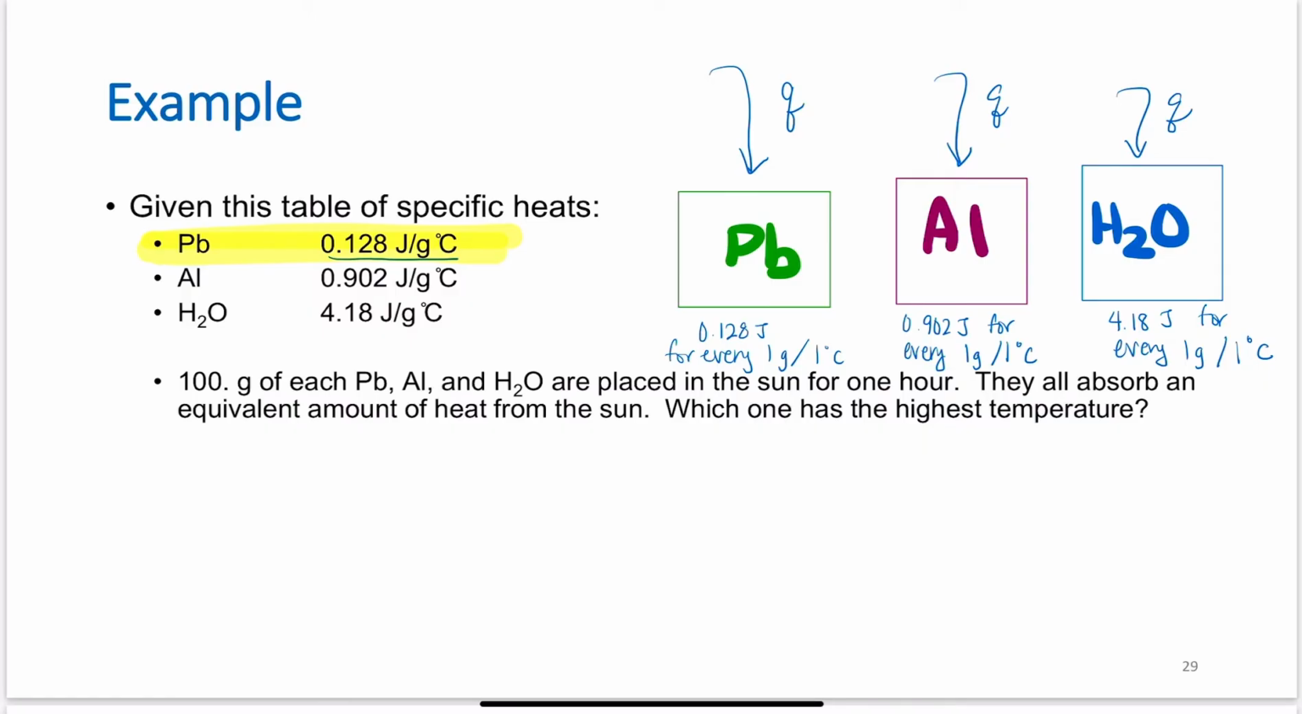Water, on the other hand, will have the lowest temperature after 1 hour because it has the highest heat capacity. It can withstand absorbing that heat the fastest.